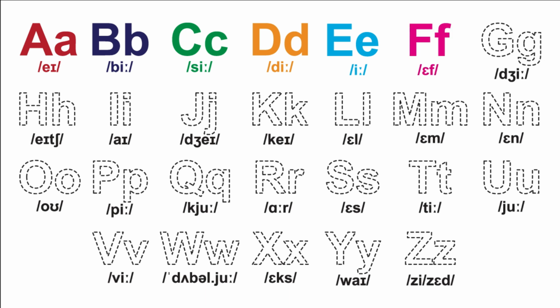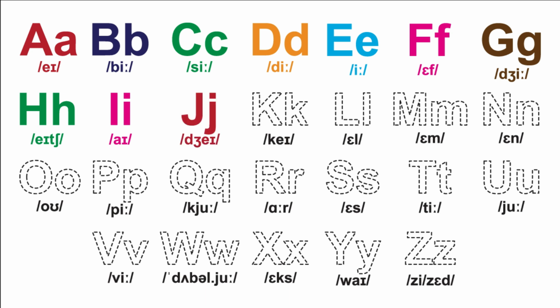F is for fish, F is for flag. G is for guitar, G is for glass. H is for hammer, H is for hat. I for Indian, I for igloo. J for jam, J for juice.